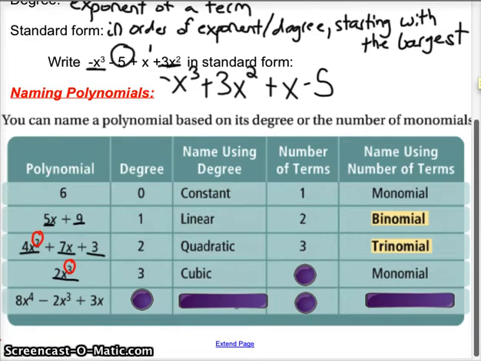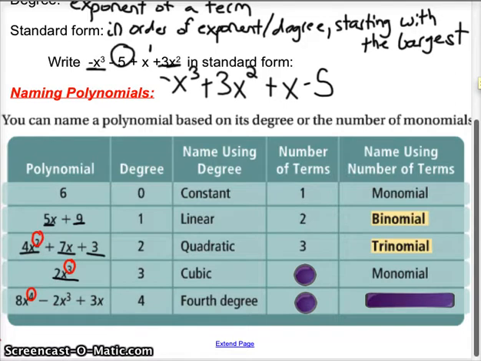Okay, looking at the next one, the degree of this polynomial. Well, I see something up to the 4th power, so that degree is going to be 4. What do we name it? It is a 4th degree function. Once you get above cubic, they don't necessarily have special names anymore. You just start calling them by their degree.